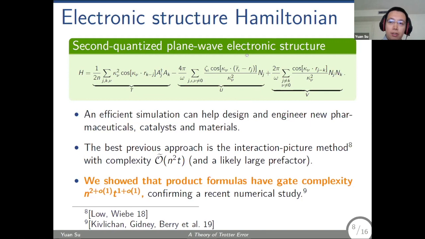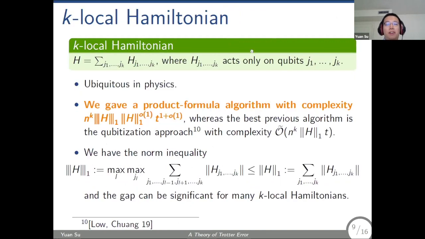Okay, so my third example is a simulation of general K-local Hamiltonians. In this case, you have a Hamiltonian given as a linear combination of several terms, and each term acts on K qubits, where K is constant. This appears in many areas of physics. The best previous algorithm to simulate this K-local Hamiltonian is an algorithm called qubitization, developed by Low and Chuang. That algorithm depends on a quantity called the one norm of the Hamiltonian.